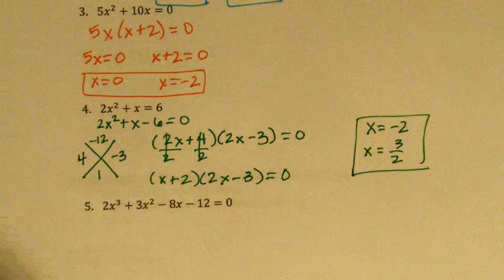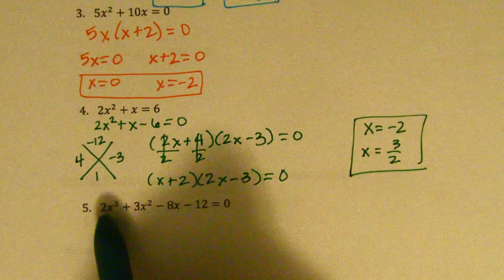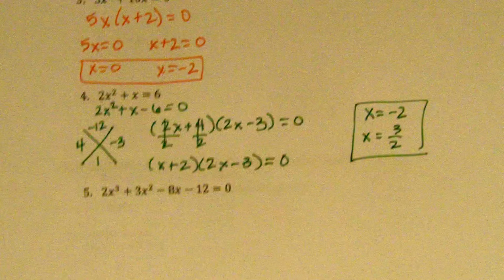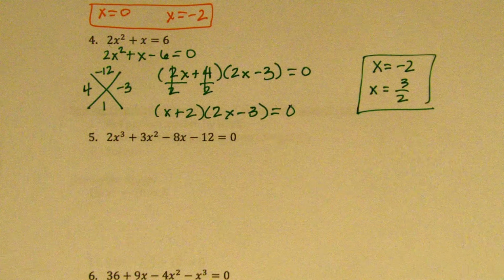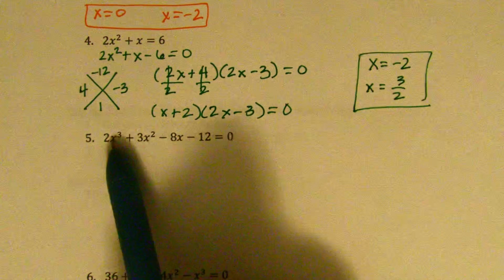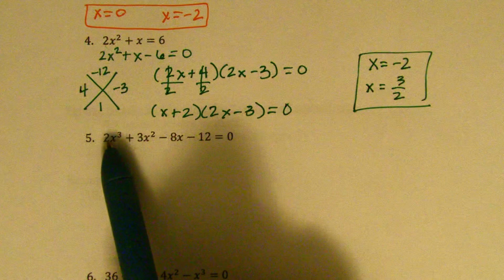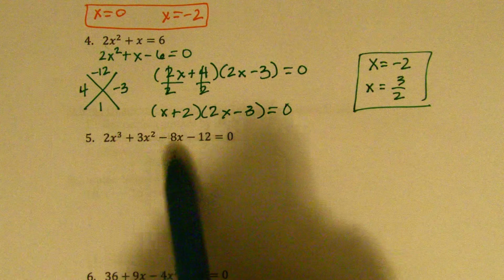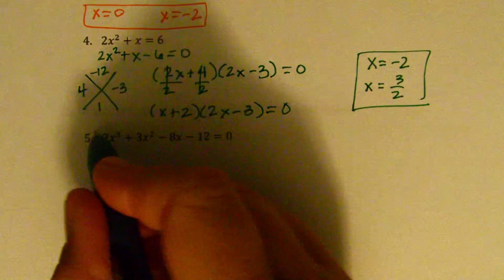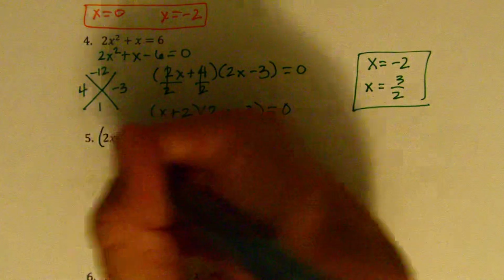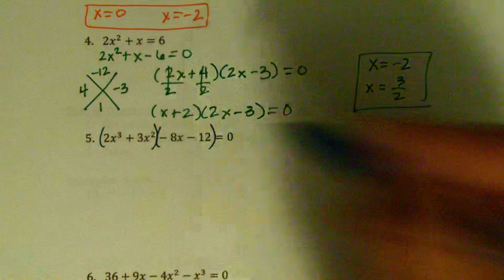Okay. The next one, we have 1, 2, 3, 4 terms. And so when we had 4 terms, the thing we wanted to think about was factoring by grouping. We still want to consider, is there a greatest common factor in 2x cubed, 3x squared, minus 8x, minus 12? There's nothing that they all have in common. But we can go ahead and go into factoring by grouping.